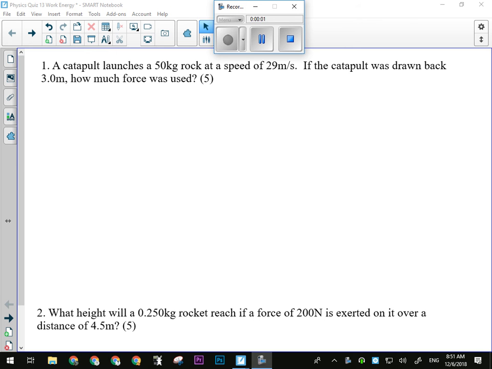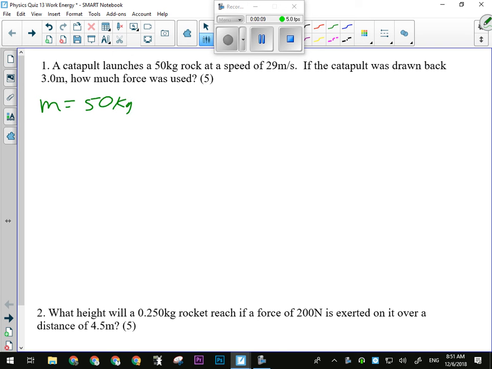All right, guys, watch and listen carefully here. So for question number 1, I have a catapult that launches a 50-kilogram rock at a speed of 29 meters per second. If the catapult was drawn back 3 meters, what force was used? All right, so give them 1 mark for their givens.